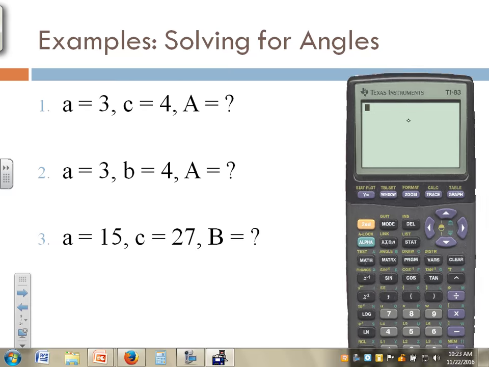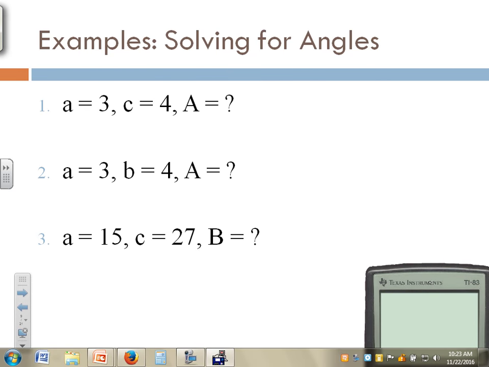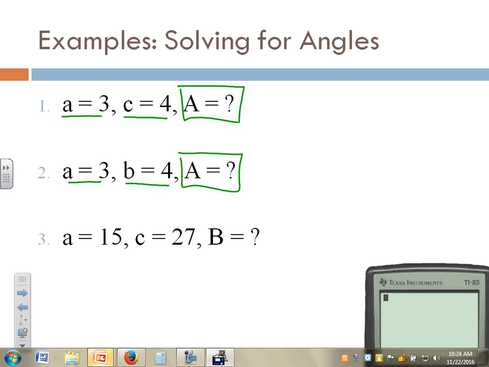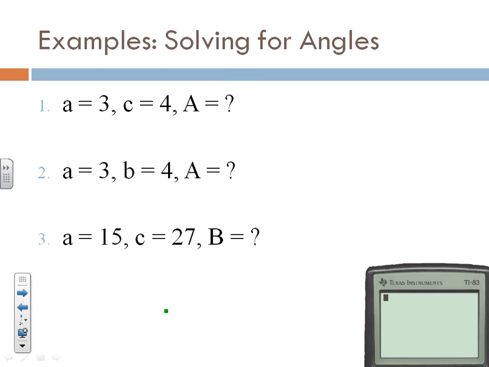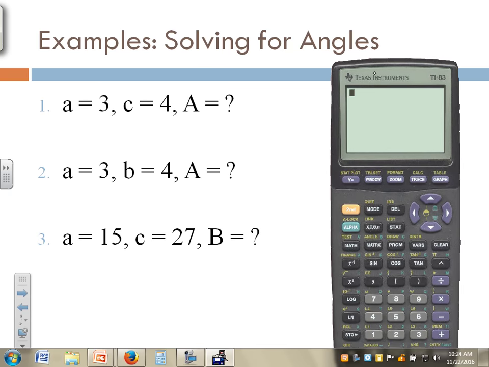Alright? So here are three examples where we're going to be solving for angles. You're going to notice that in each one of these situations we're given two sides, and my unknown is an angle. In this case it's angle A. In our second example, again, angle A is my unknown, and then in the third part, we have two known sides and an unknown, angle B. So capital A and capital B, those are angles. That's what we're solving for. And we're given two sides. So anytime we want to solve for an angle, we're going to use those inverse functions to help us out.